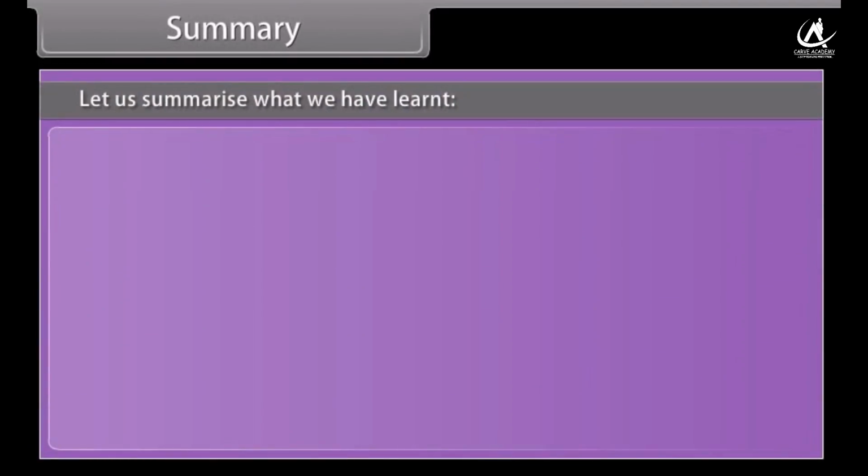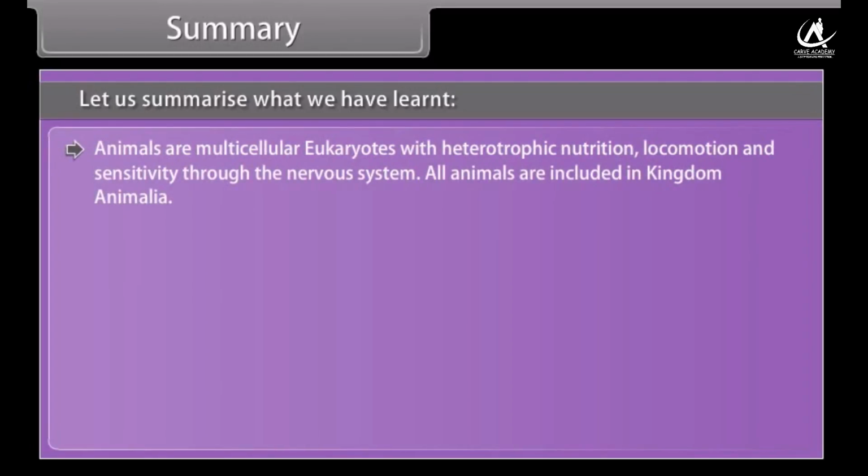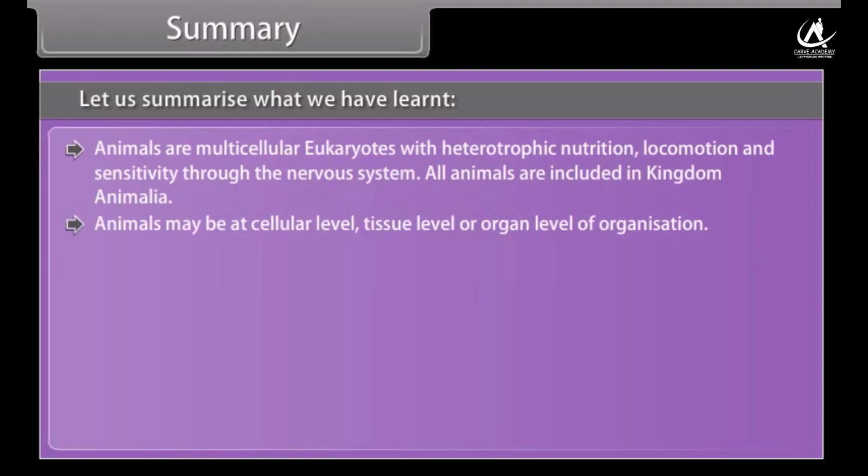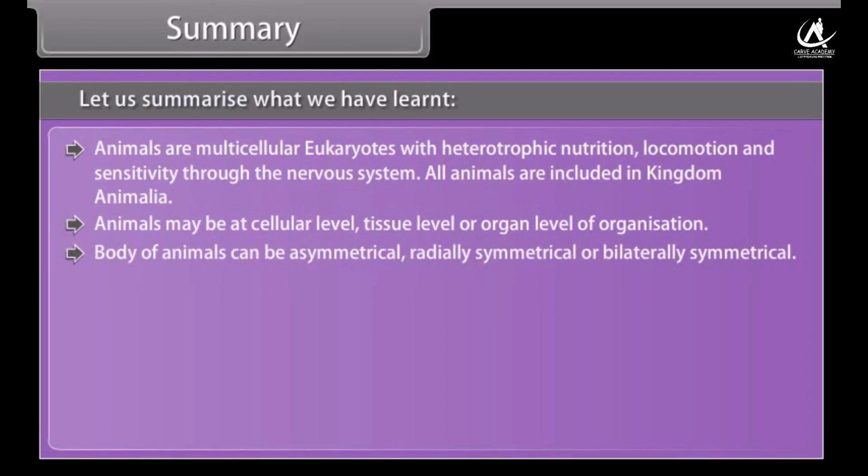Summary. Let us summarize what we have learned. Animals are multicellular eukaryotes with heterotrophic nutrition, locomotion, and sensitivity through the nervous system. All animals are included in kingdom Animalia. Animals may be at cellular level, tissue level, or organ level of organization. The body of animals can be asymmetrical, radially symmetrical, or bilaterally symmetrical.